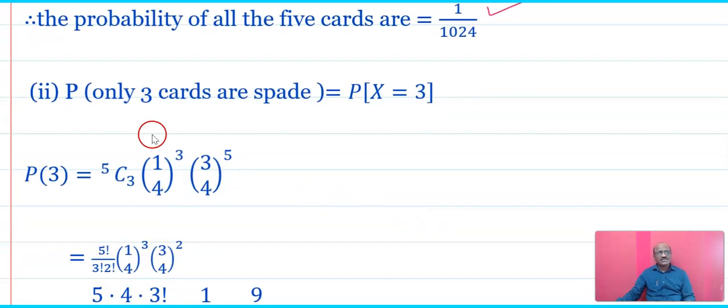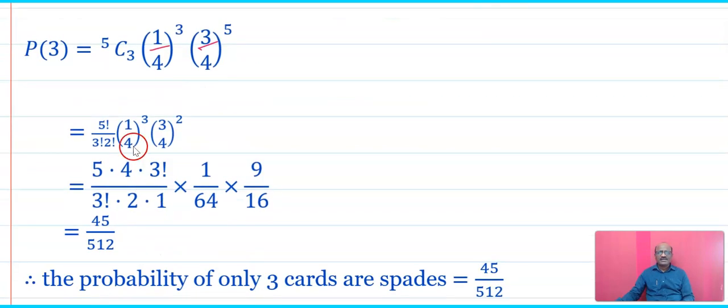Next, the probability that only 3 cards are spade. Therefore, capital X is equal to 3. Therefore, P of 3 is equal to 5C3, again (1/4)^3 and (3/4)^2, since 5 minus 3 is 2. And here I will write that 5C3 means what? 5 factorial upon 3 factorial into 2 factorial. Here is again 3 by 4, here is also 3 by 4. I will write here 3 by 4. Okay. Here is a 3.